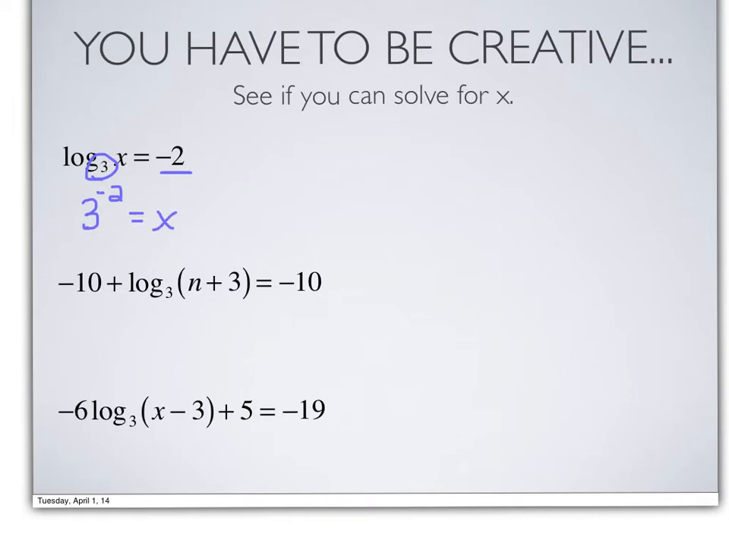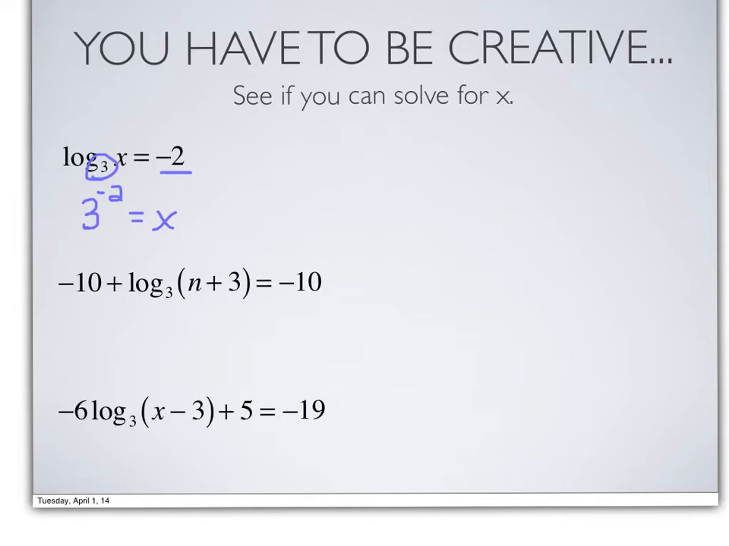Well, I'm trying to solve for x. I want to know what x equals. Here's what x equals. X equals 3 to the power of negative 2, which if you type that into your calculator, you're going to get a decimal, which is fine. I would probably prefer it as a fraction.